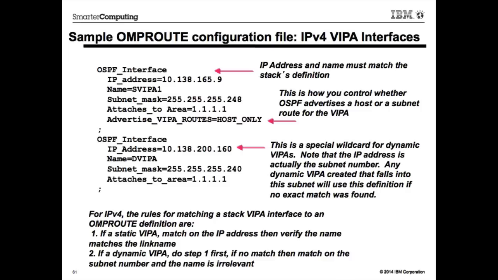Now the next interface definition is a special wildcard for dynamic VIPAs. OMPROUTE has special treatment for dynamic VIPAs. For dynamic VIPAs, you define it by the subnet number. And what OMPROUTE does is any dynamic VIPA interface that comes up, that the stack notifies us about, that falls into that subnet will use this definition.